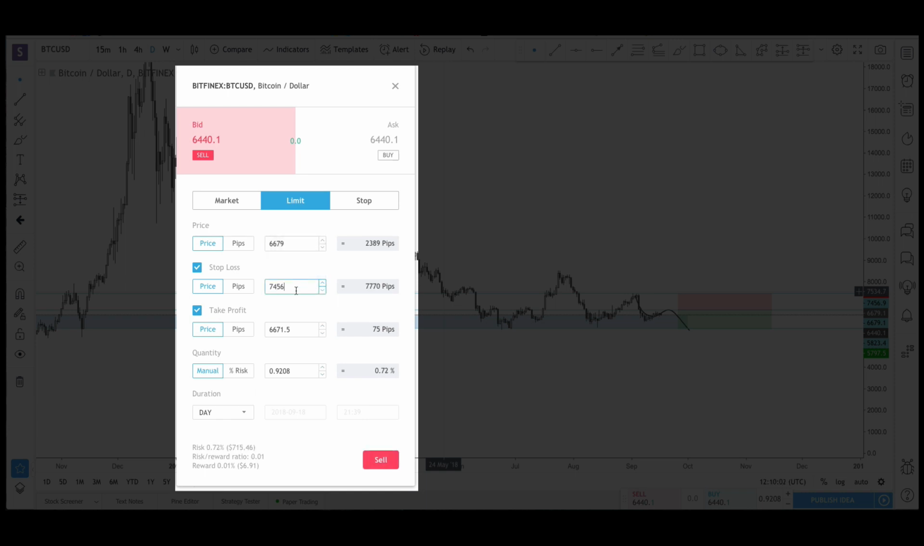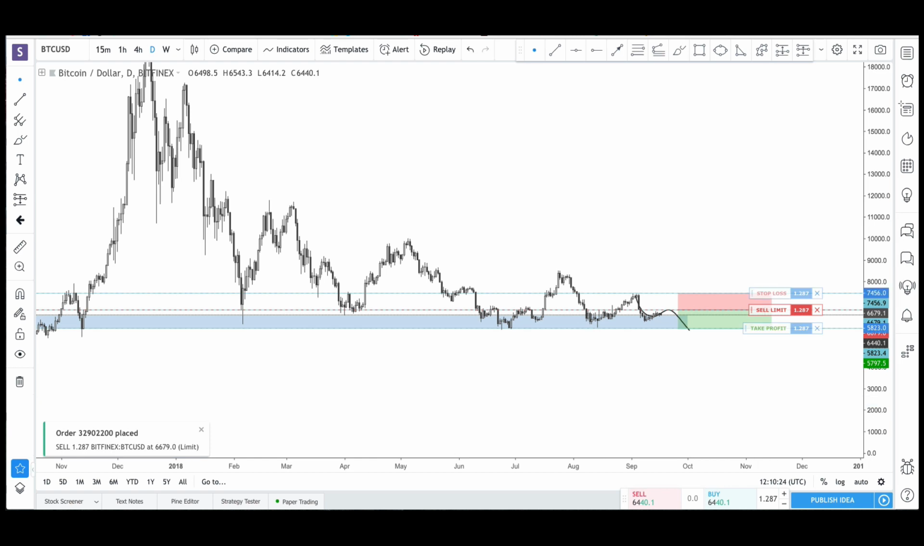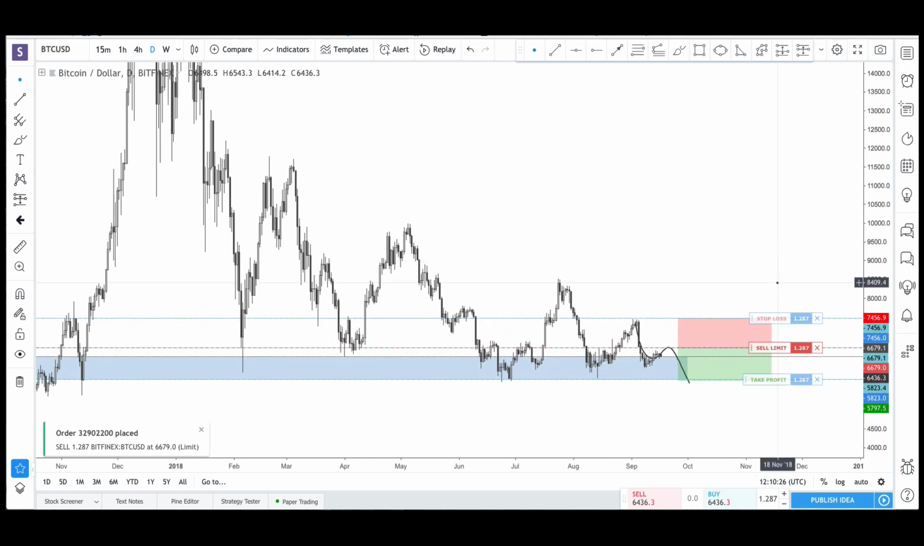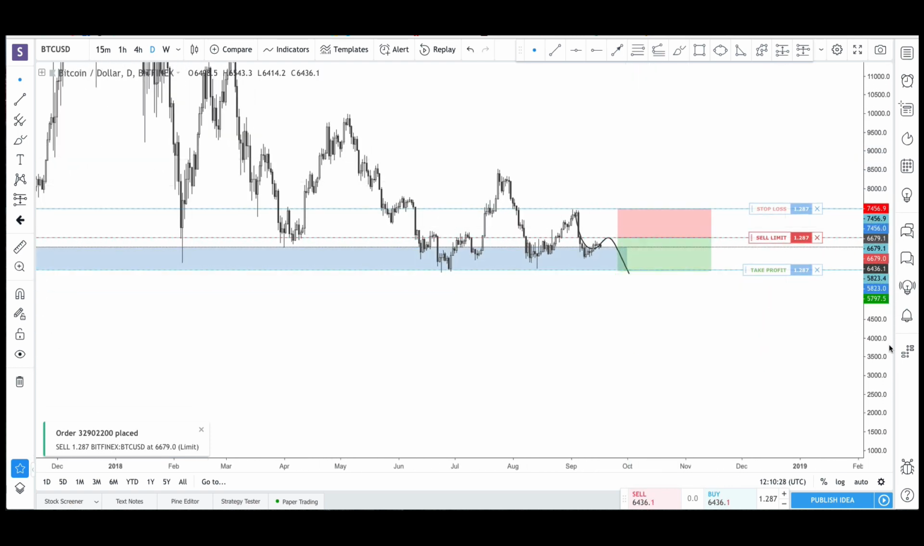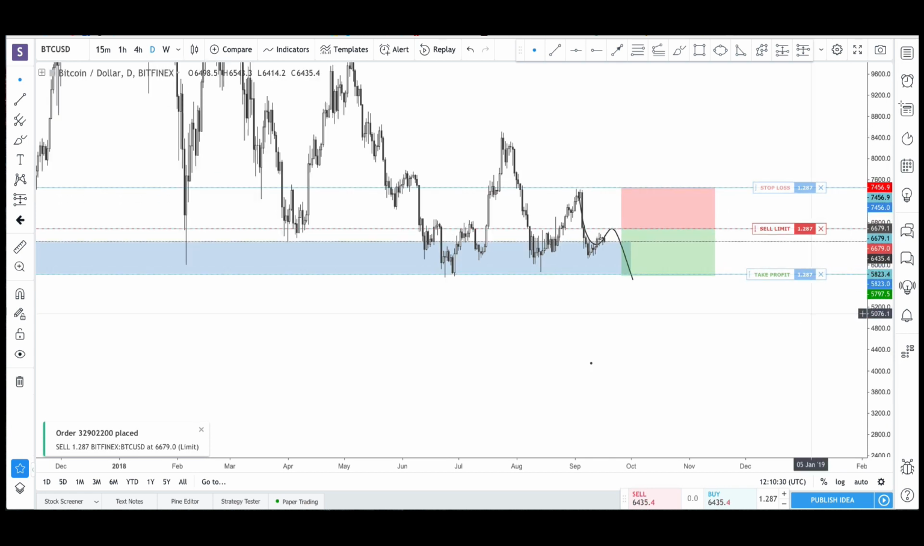And my take profit is on the bottom blue, 5823. Now my quantity, I'm going to use percentage for risk, and I'm going to risk 1% of my account and leave it on the daily duration. And that's about it. So place the order, just like BitMEX. Now it pops up and you see your stop loss, your sell limit, and your take profit. So now you can just leave that to play out.